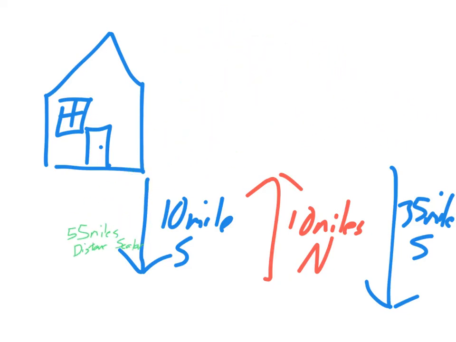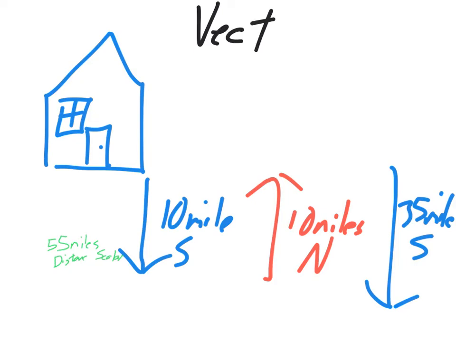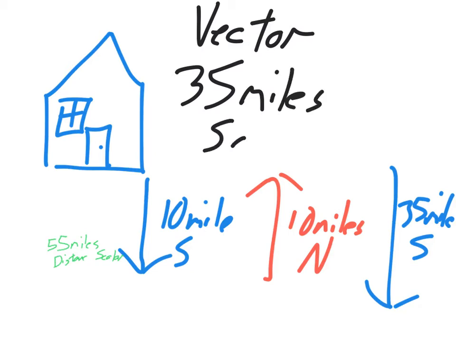But that's not the distance from my house. If somebody really wanted to know the distance from my house, I would only tell them this last part over here, that the school is 35 miles south of my house. So that would be my vector, is 35 miles south. And that is my vector amount.